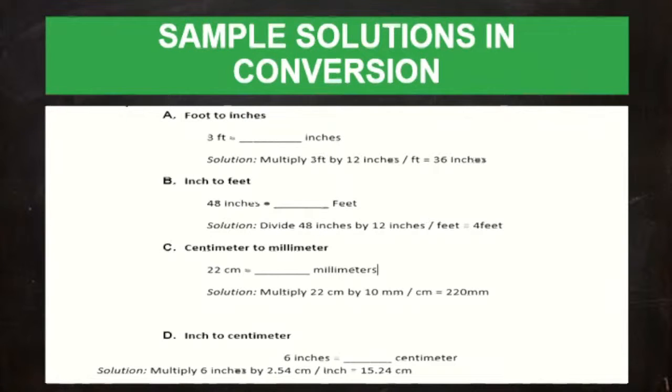C. Centimeter to millimeters. 22 centimeters is equivalent to how many millimeters? Solution. Multiply 22 centimeters by 10 millimeters. The answer is 22 centimeters is equivalent to 220 millimeters. D. Inch to centimeter. 6 inches is equivalent to how many centimeters? Solution. Multiply 6 inches by 2.54 centimeters, and the answer is 6 inches is equivalent to 15.24 centimeters.